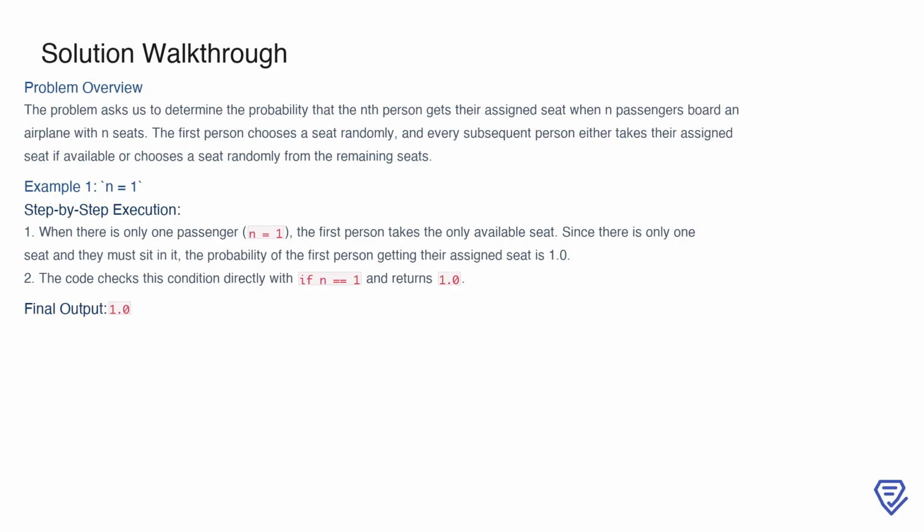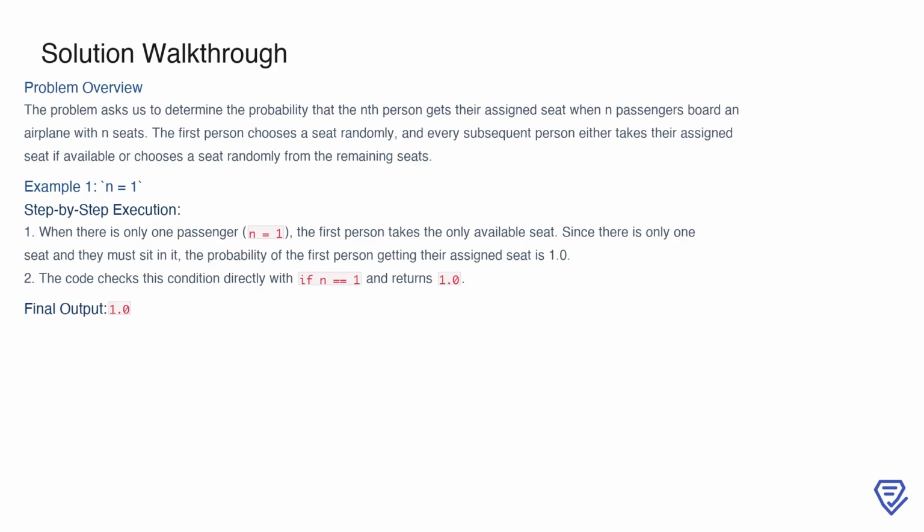In this problem, we need to calculate the probability that the nth person gets their assigned seat when boarding an airplane. The twist is that the first person chooses a seat randomly, and every other person either takes their assigned seat if it's available or selects randomly from the remaining seats. Let's start with the simplest case where n equals 1. If there's only one passenger, they have no choice but to sit in the only available seat, which happens to be their assigned seat. This means the probability is 1.0. The code handles this case directly by checking if n equals 1 and returning 1.0 immediately.